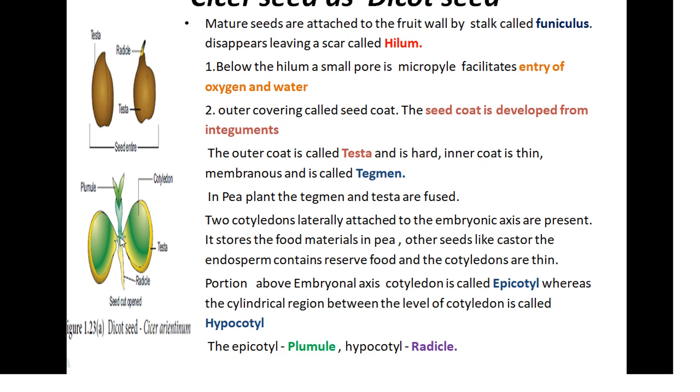Okay, you should say that the two cotyledons are arranged laterally on the axis. What axis is it? Embryonic axis, or you can also say seed axis. But embryonic axis is a very comfortable term.